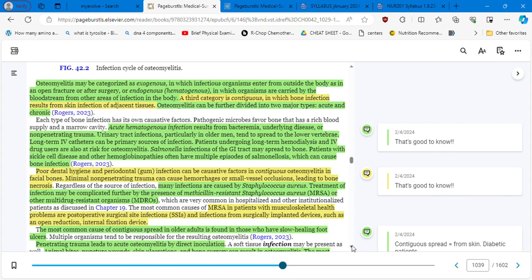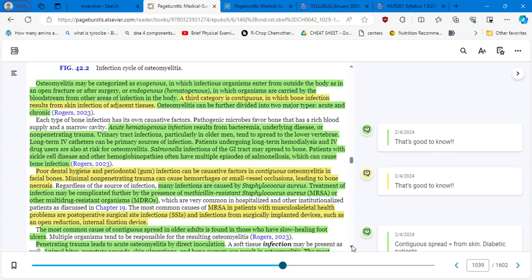Urinary tract infections, for example, particularly in older men, tend to spread to the lower vertebrae. Long-term IV catheters can be primary sources of infections. Patients undergoing long-term hemodialysis and IV drug users are also at risk for osteomyelitis. Salmonella infections of the GI tract may spread to bone. Patients with sickle cell disease and other hemoglobinopathies often have multiple episodes of salmonellosis, which can cause bone infection.